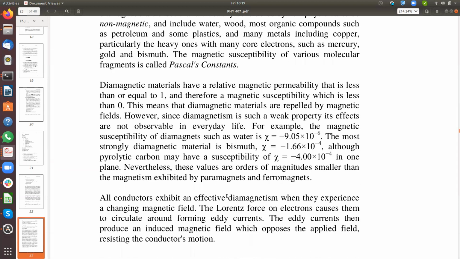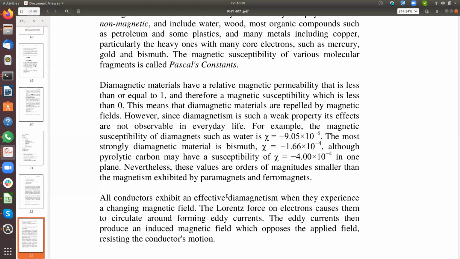Now, diamagnetic materials have a relative magnetic permeability that is less than or equal to 1. Therefore, the magnetic susceptibility is less than 0. This means that diamagnetic materials are repelled by a magnetic field. Take note of that word: diamagnetic materials are always repelled by magnetic fields. However, since diamagnetism is such a weak property, its effects are not observable in everyday life.